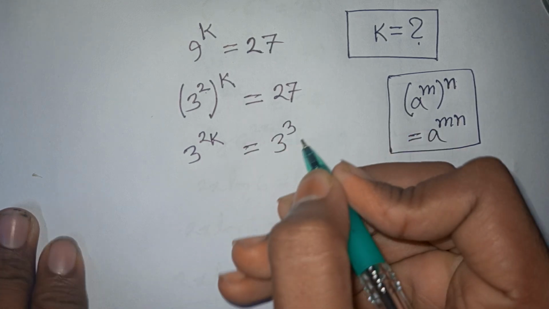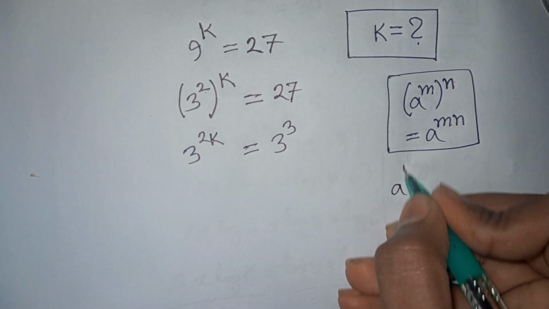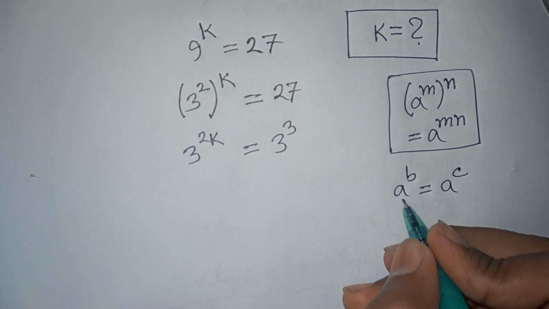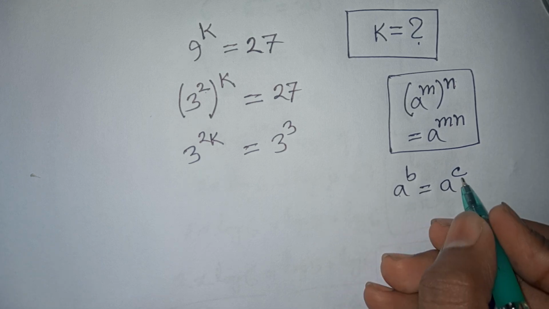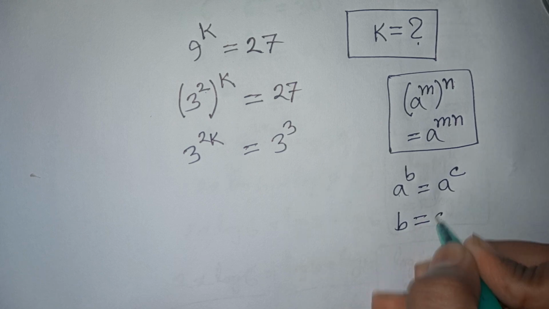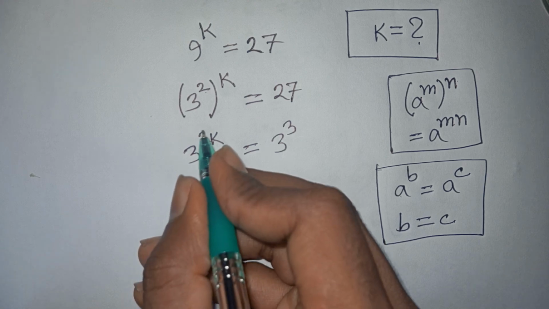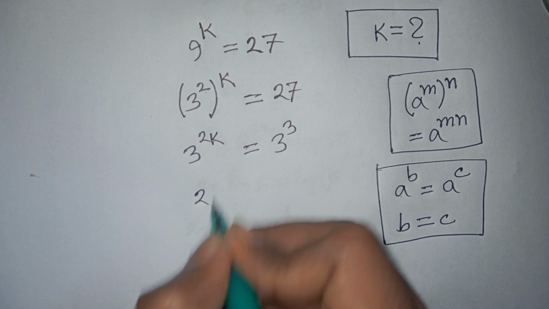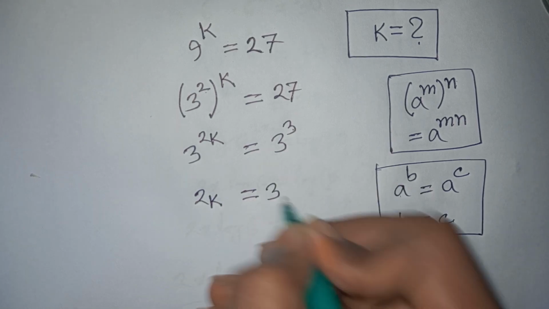3 power 3. Now here we apply a rule that a power b is equal to a power c. So with the same base, a will be cancelled. So this power will be equal to this power. That means b will be equal to c. So 3 will be cancelled, and this power will be equal to this power. So it will be 2k is equal to 3.